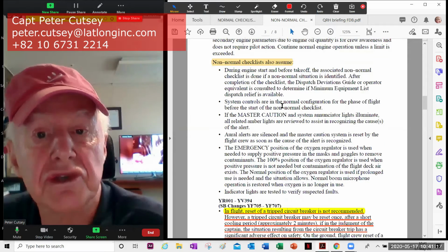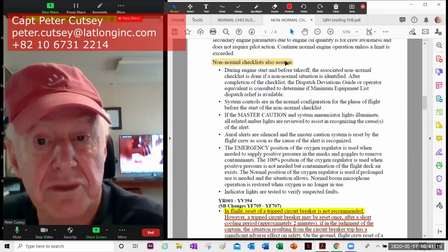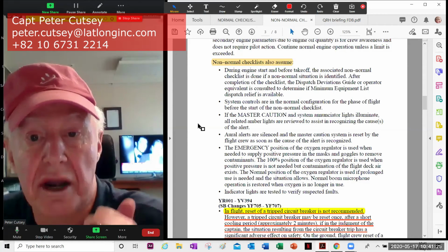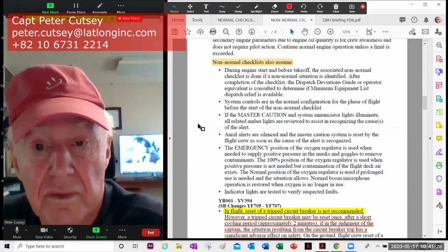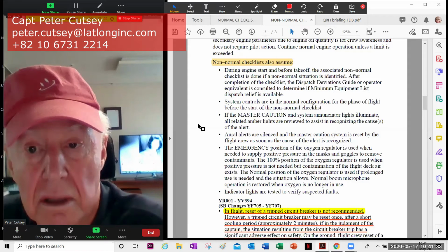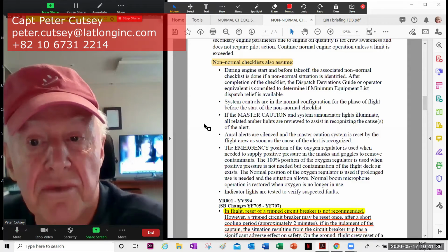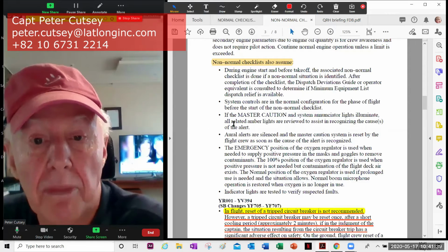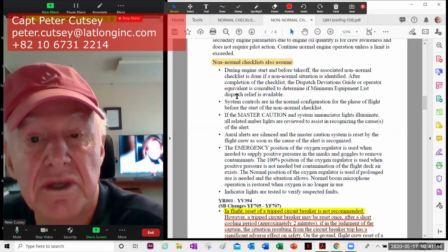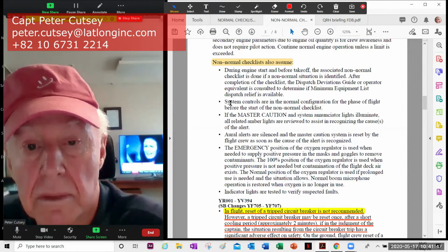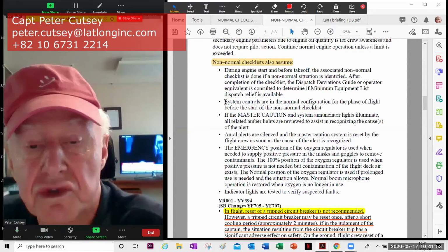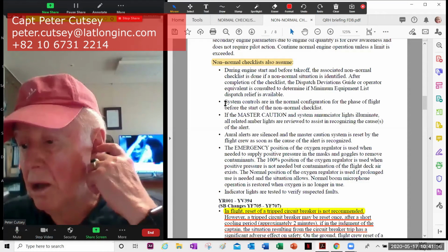Non-normal checklists assume the following. It's an assumption that during engine start and before takeoff, the associated non-normal checklist is done if a non-normal situation is identified. After completion of the checklist, the Dispatch Deviations Guide, DDG, or operator equivalent is consulted to determine if minimum equipment list dispatch relief is available. As a general rule, your MEL applies once you are on the ground before takeoff.